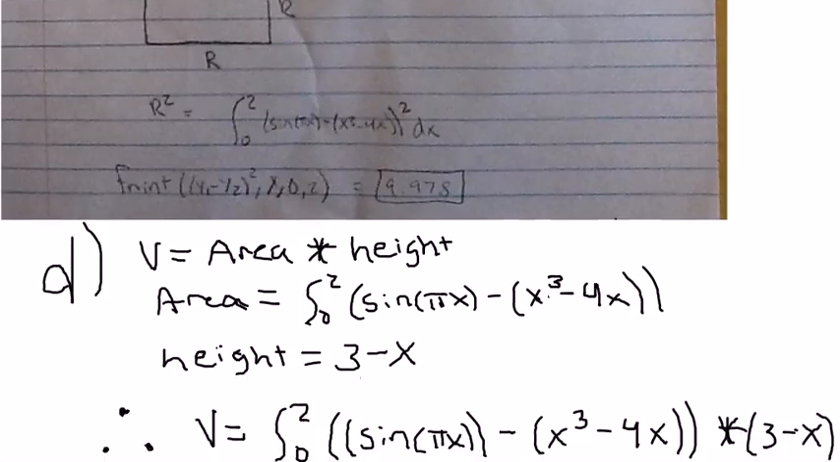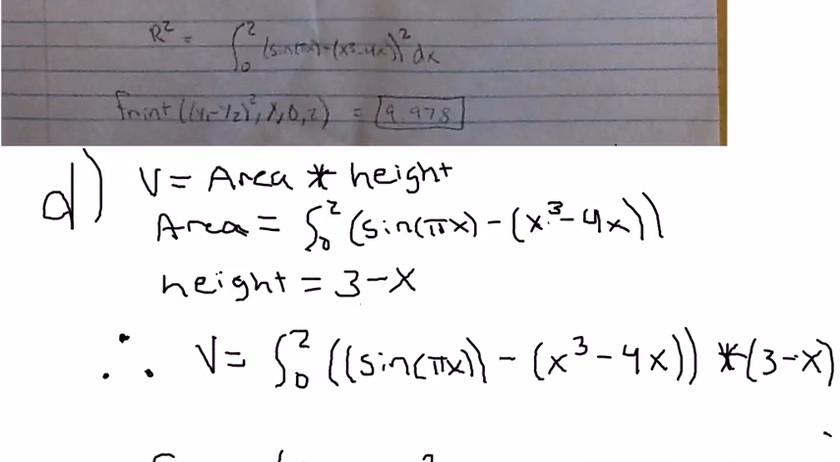Finally, part D. The region R models the surface of a small pond. At all points in R at distance x from the y-axis, the depth of the water is given by h of x equals 3 minus x. Find the volume of the water in the pond. So we know that volume equals area times height.